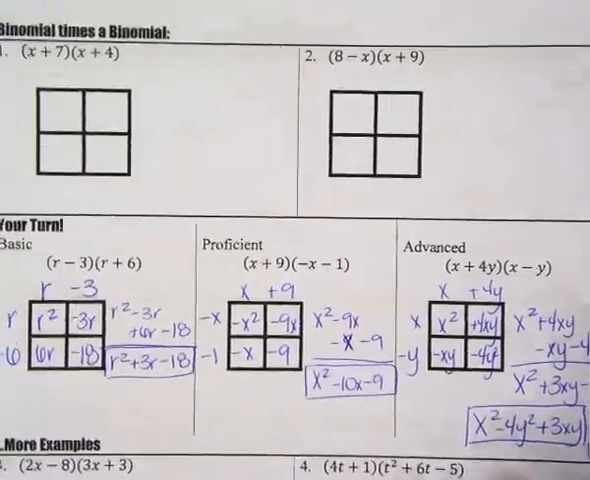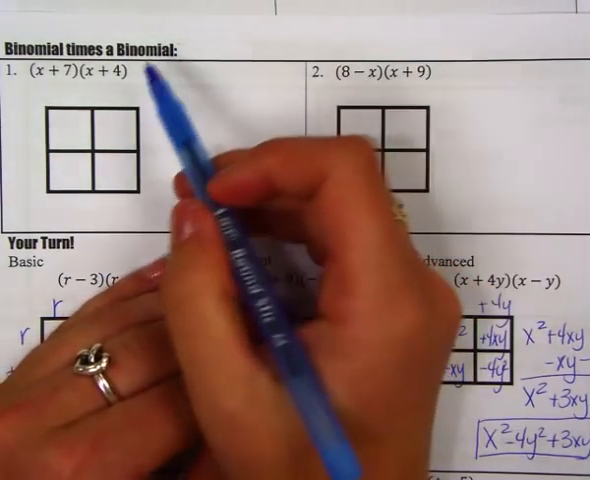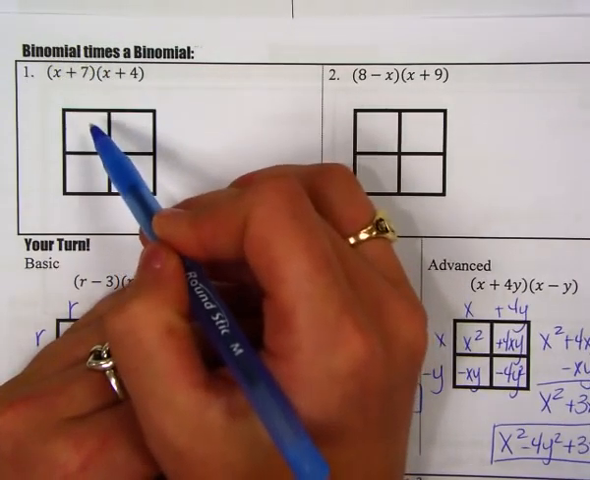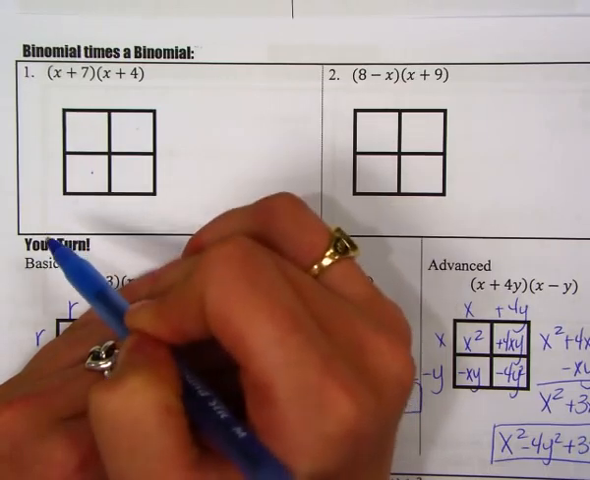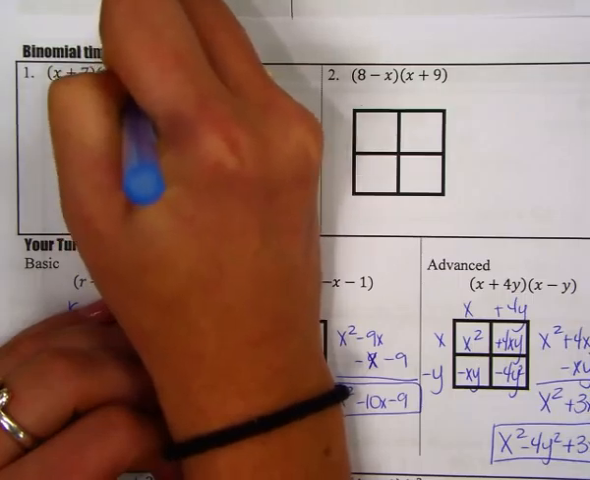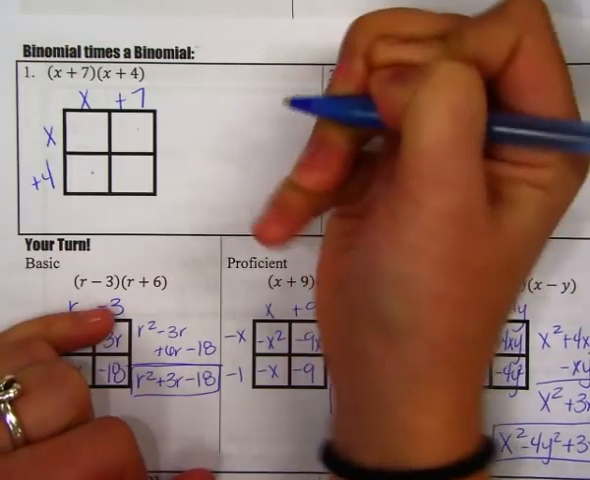So moving on, that's really what we're going to be doing today. That's our objective. So we'll do a binomial times a binomial. Since we have a binomial, that's why there's 2 columns. This is a binomial, that's why there's 2 rows. So we just line it up. The length is x plus 7. The width is x plus 4.